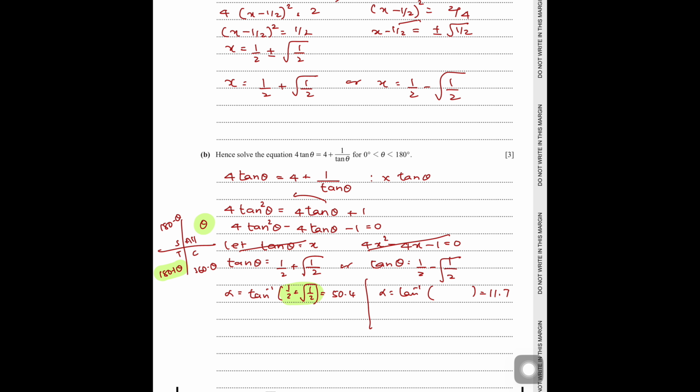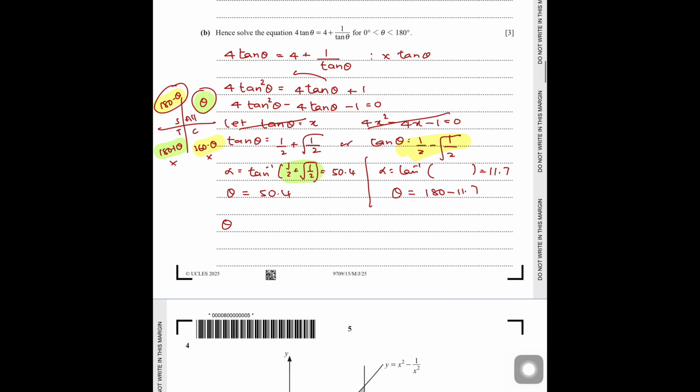Yes, that's negative. So I'm here, in this quadrant. But this is out of bound, so I'll just use this too. So theta equals 50.4, and here theta is 180 minus 11.7. So theta is 50.4 or 168.3 to 1 decimal place.